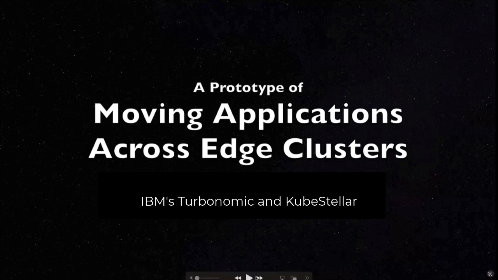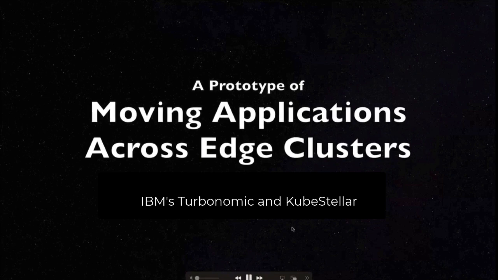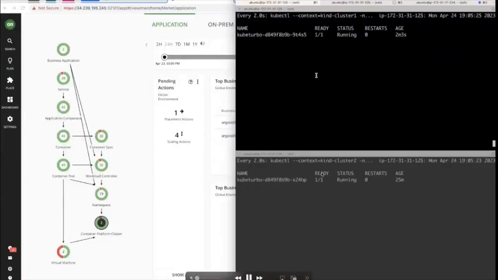So, let me play. Here on the right, we see we have two client clusters. For KCP-Edge, we deploy the Turbonomic agent called KubeTurbo onto each cluster. The agent collects and sends topology. The server turns it into a supply chain that you see on the left.